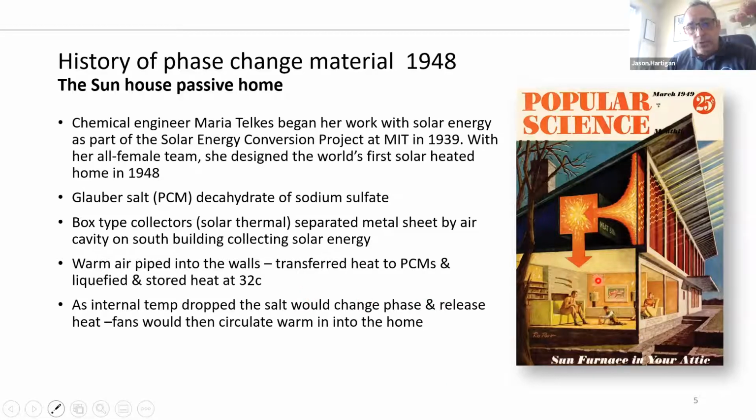So if the temperature dropped within the building, then you would have fans. There's 12 fans all in total, and basically just like a warm air system, it would just pipe and blow the air around and warm the building. So when we think about that, going back to 1948, it was quite cutting edge, lots of cutting edge technology, and it worked quite well.